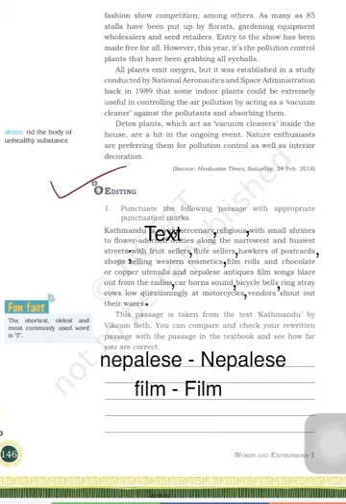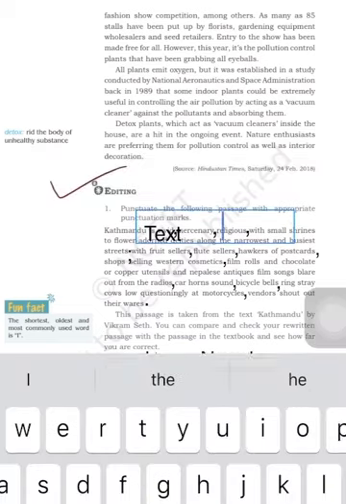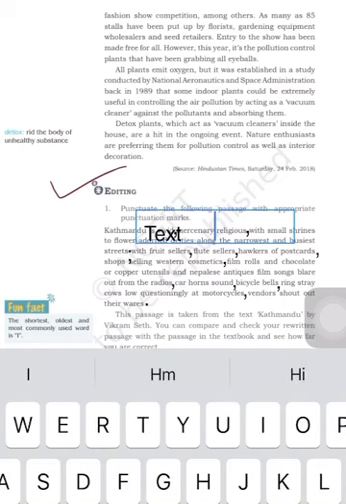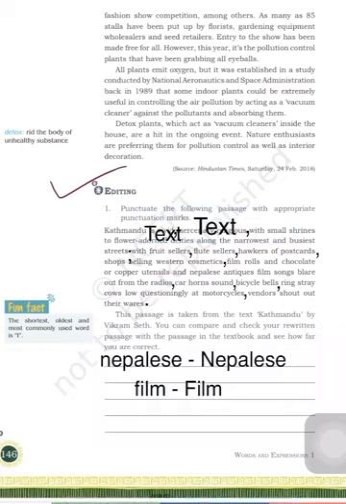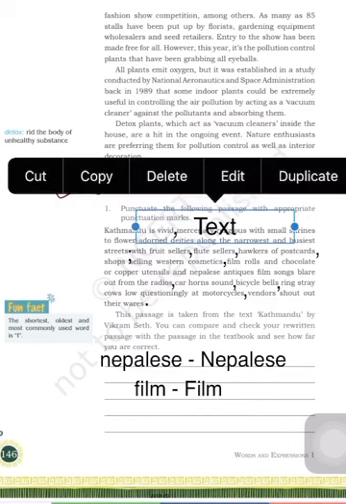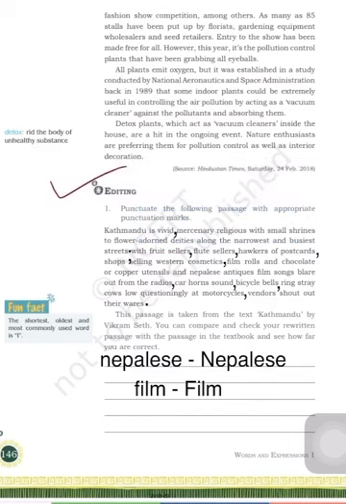So with this our editing part got completed. As you can see, editing is almost done. What we did in this part is we added some commas, full stops, and converted small letters into capital letters. So with this our editing part is completed.